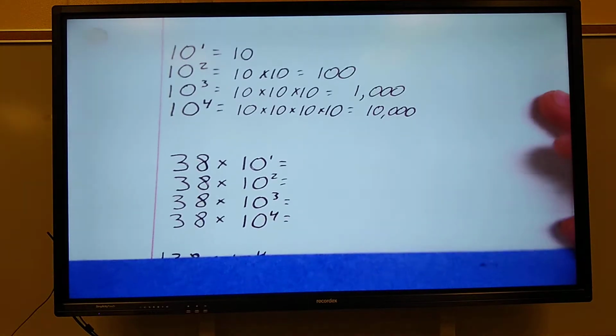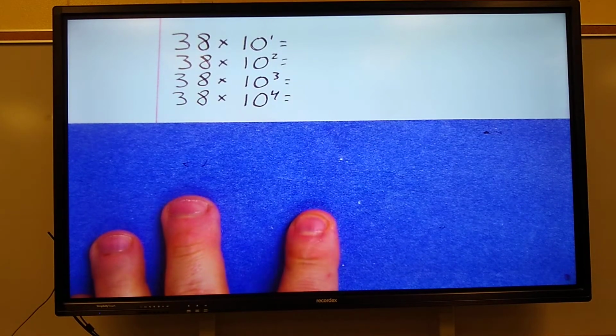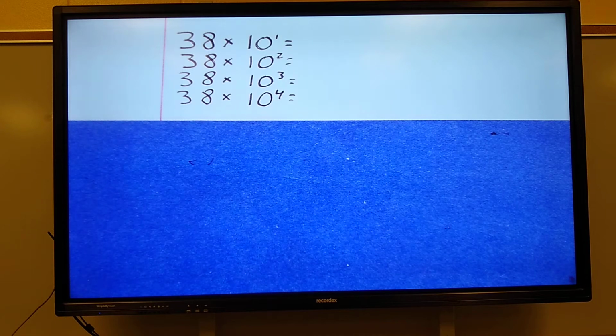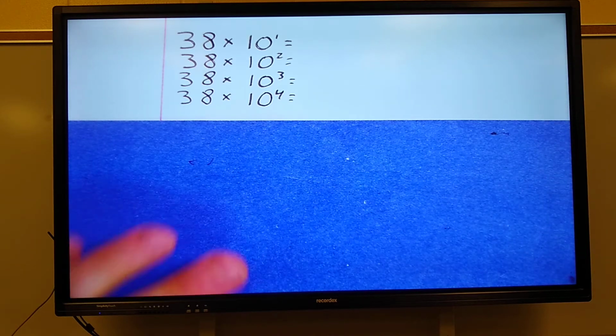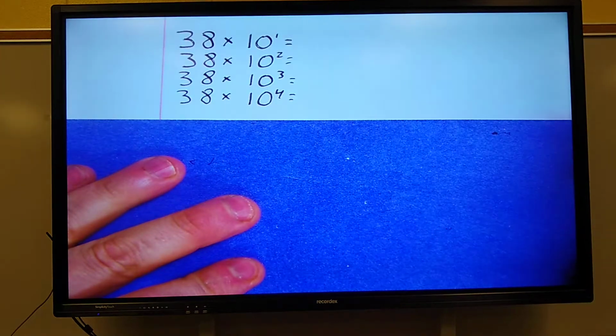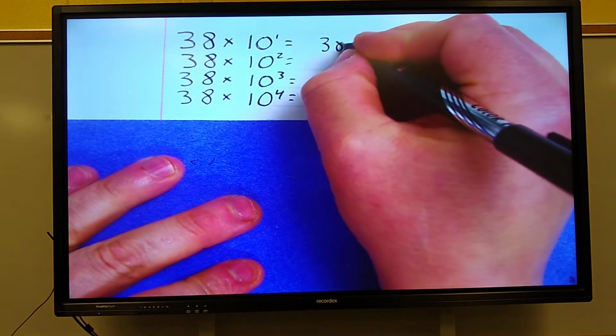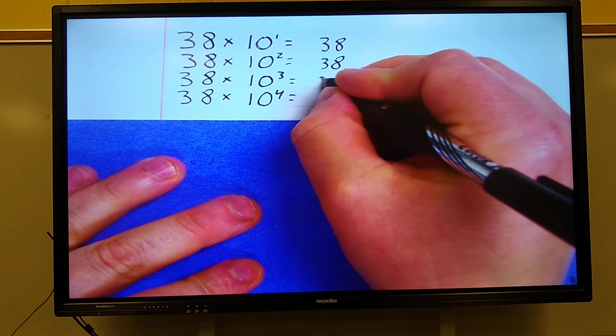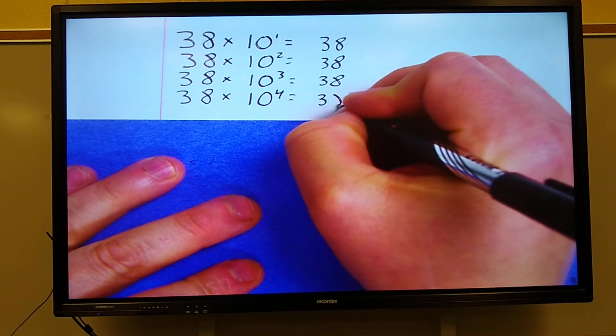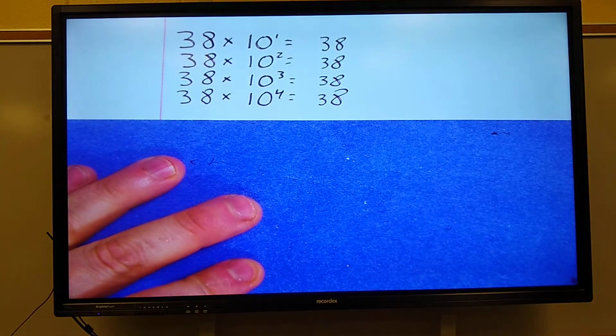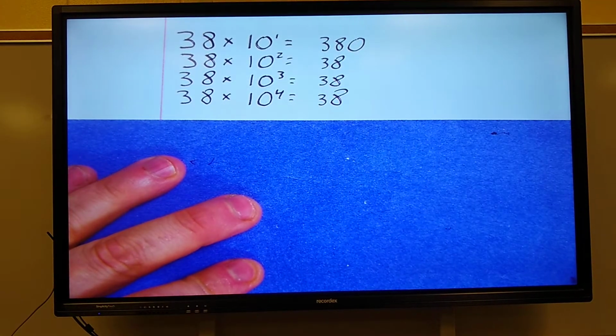Now, let's try to multiply 38 times each of these exponents. Pause the video. All right, let's see how good you did. 38. So I know 38 is going to be in each of my answers. 38 times 10, 380. That tells me 1 zero.